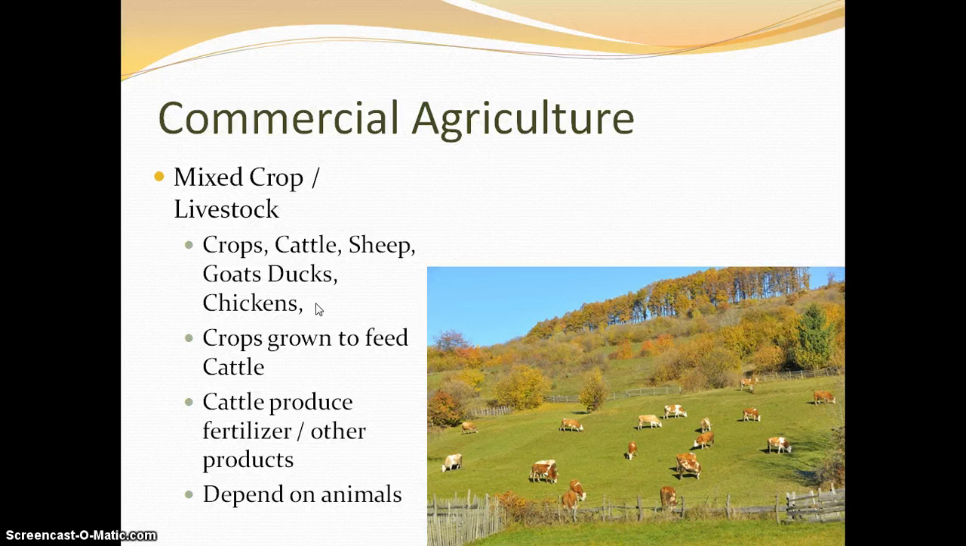The cattle are then going to provide fertilizer to fertilize the crops, as well as other items such as the wool from a sheep, the hair from a goat, the eggs from chickens, duck eggs, and of course milk from cows. And in any of those cases you could also sell the meat from the animals.